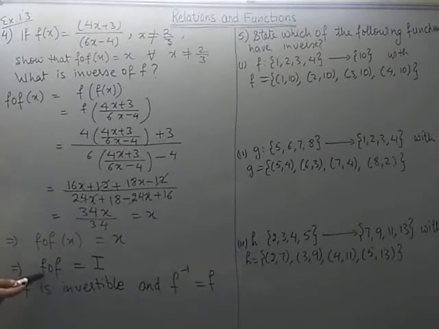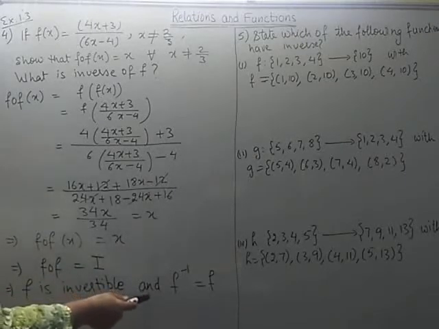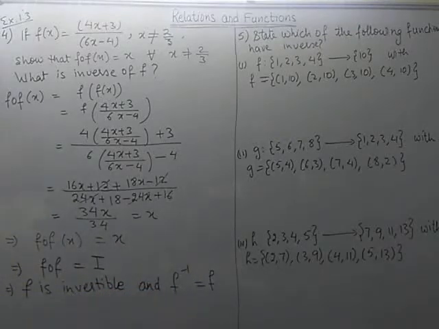See, if you assume this f to be g, though f and g here are same, then whether you write f of g or g of f, it will come out to be same. So we can say f is invertible where f inverse will be equal to f itself. So inverse of f here comes out to be the given function itself.